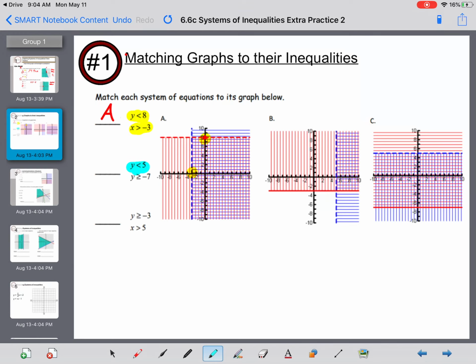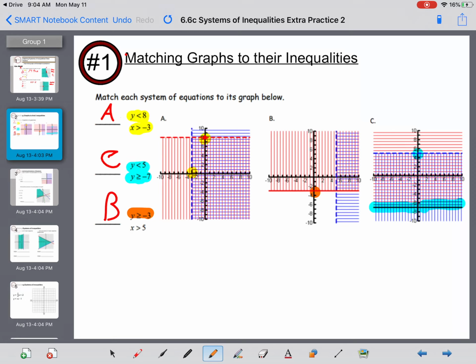Looking at the next one, you're looking for y is less than 5. Well, I see the value of 5 with a line going through it right there in option C, and the shading is below. And let's see if its system matches. Y is greater than or equal to negative 7. Well, I see a solid line going through. Yep, negative 7. There it is. Choice C. Which means by process of elimination, this must be B.